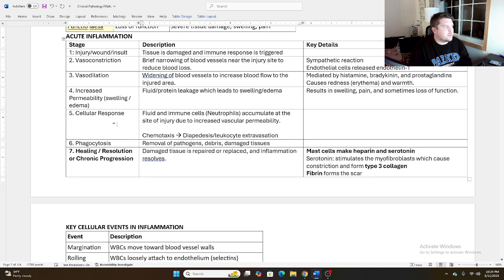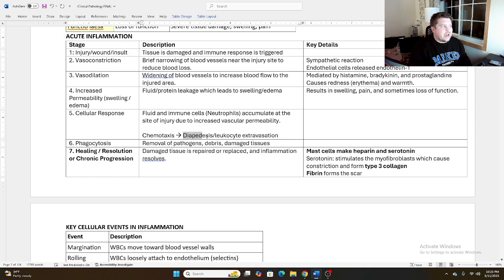With the cellular response, we also get chemotaxis. Chemotaxis is the mediation, where mediator factors signal the different cells to come and migrate to this specific area, especially the macrophage cells. Those are the phagocytic cells, the ones that are going to come in and eat up and break down all of the damaged tissue.